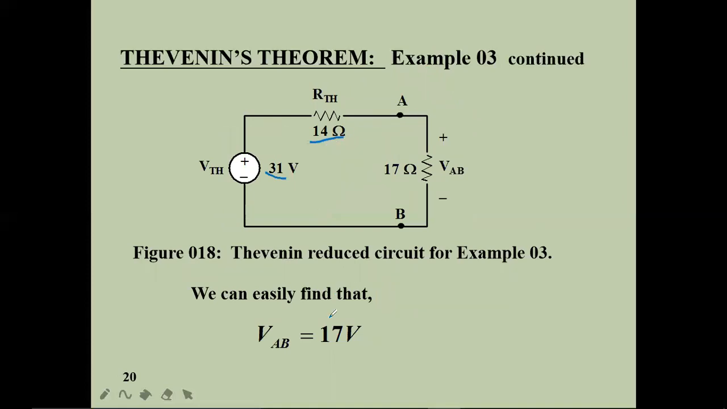For finding the voltage VAB across the load, you should use the VDR principle. VAB is equal to the total voltage 31 multiplied by the same resistance 17, divided by 17 plus 14, which means 31. Then 17 volts will be present across VAB. That is what I wrote here. So this is the way of solving these Thevenin theorem problems. Hope you are clear.